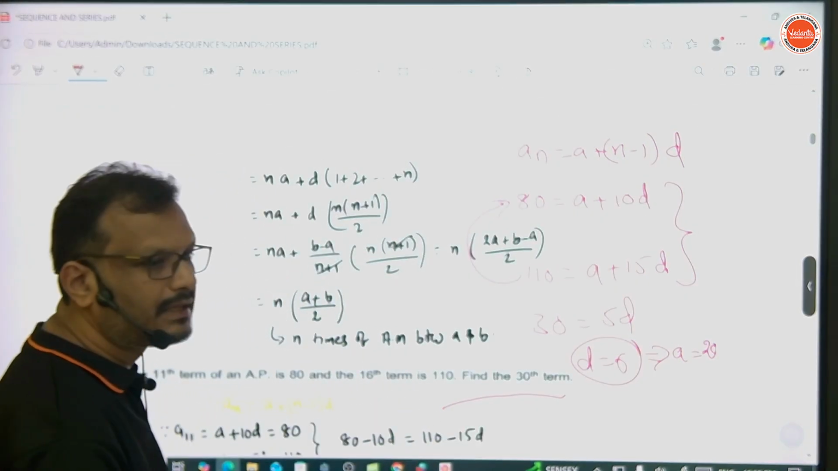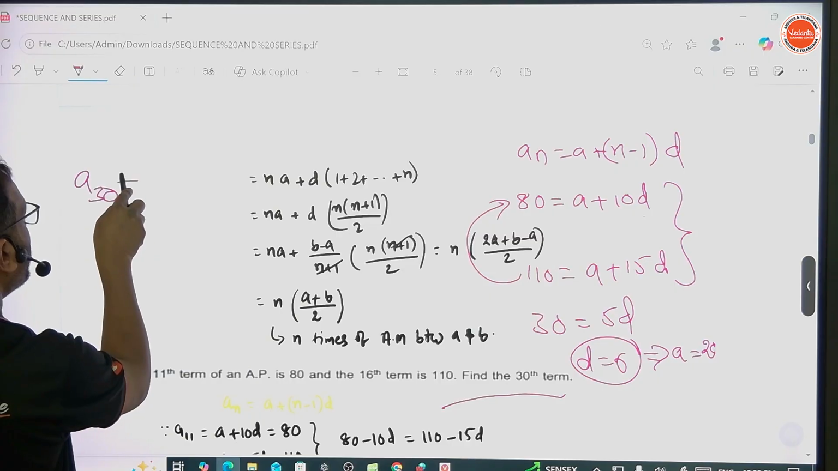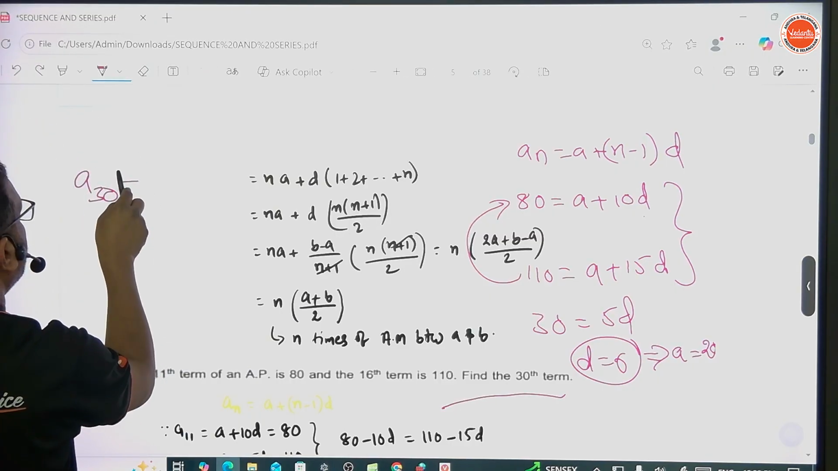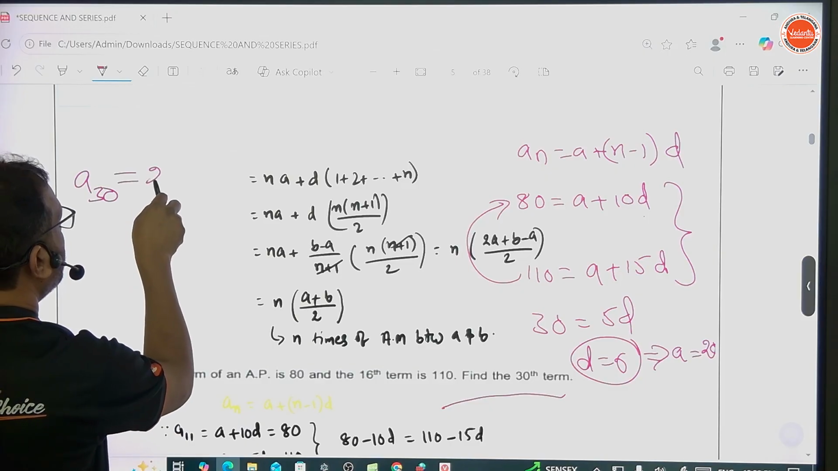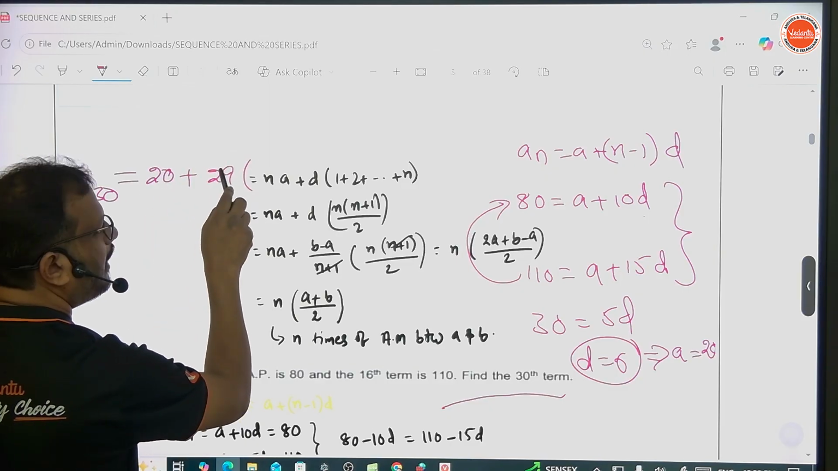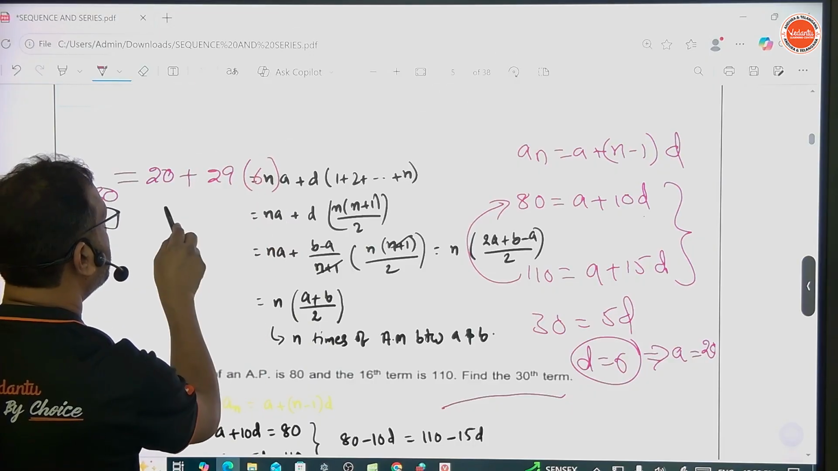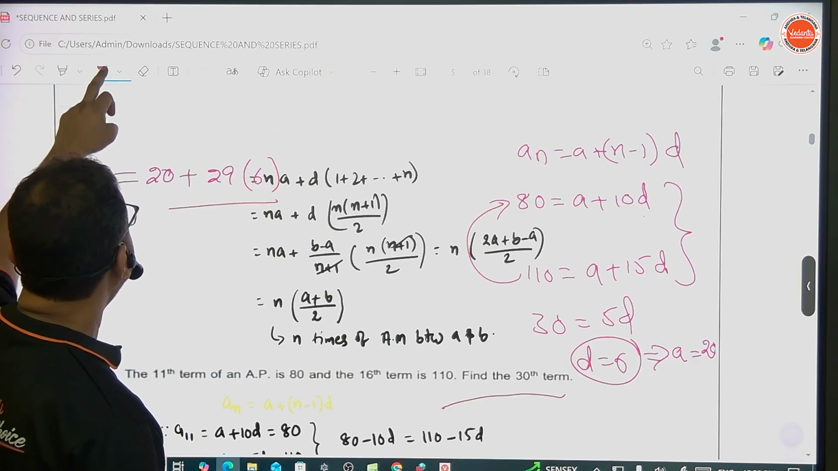So what will be the 30th term now? A30 equals A plus, A value 20, n minus 1 is 29, times the D value. That's it. Let's multiply. Let's try the next question then.